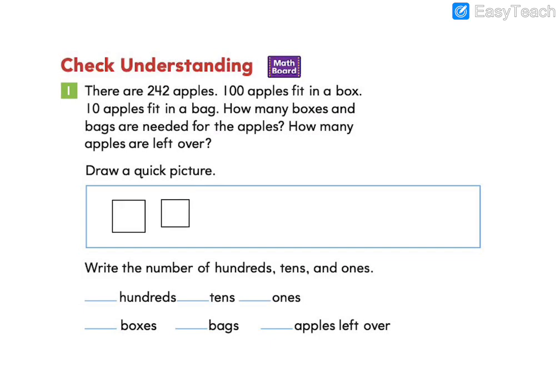Your picture should look like this. 242. You would have found that you had 2 hundreds, 4 tens, and 2 ones. That means you'll use 2 boxes, 4 bags, and still have 2 apples left over.